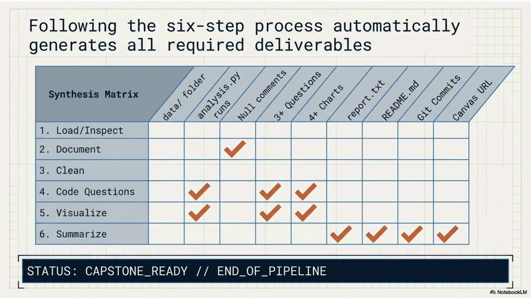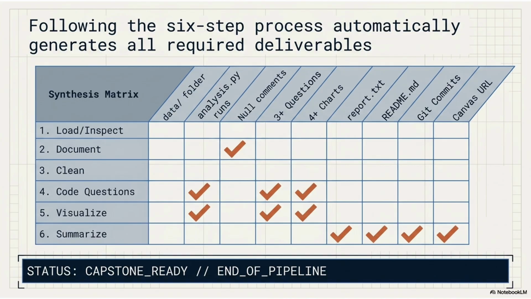The synthesis matrix confirms that following the 6-step process automatically generates all required deliverables. Every checkbox is filled in. Row 1, load and inspect, generates the analysis.py entries and null comments. Row 2, document, generates the comment annotations throughout the script. Row 3, clean, generates the clean_sales.csv. Row 4, code questions, generates the charts and printed answers.